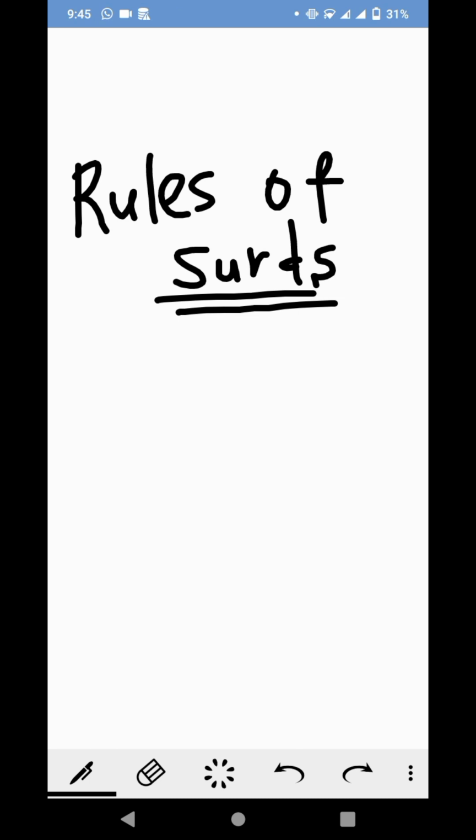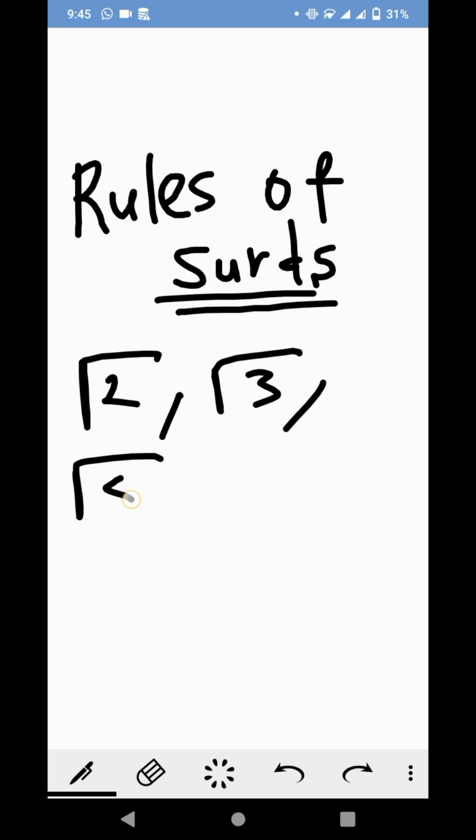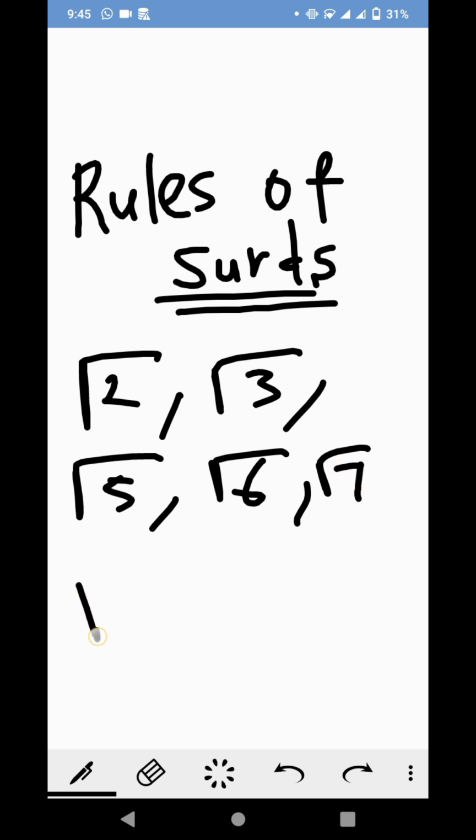What is a surd? A surd is a number that when the square root is taken doesn't give a whole number. Whatever number you take the square root of that doesn't give you a whole number is a surd. Examples of surds we have are root 2, root 3, root 5, root 6, root 7, root 21. All these are surds. That's what we're going to be dealing with.